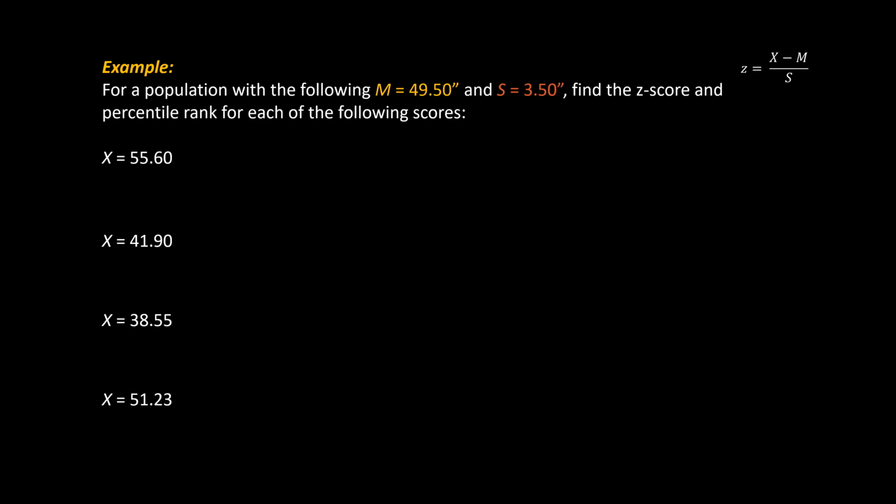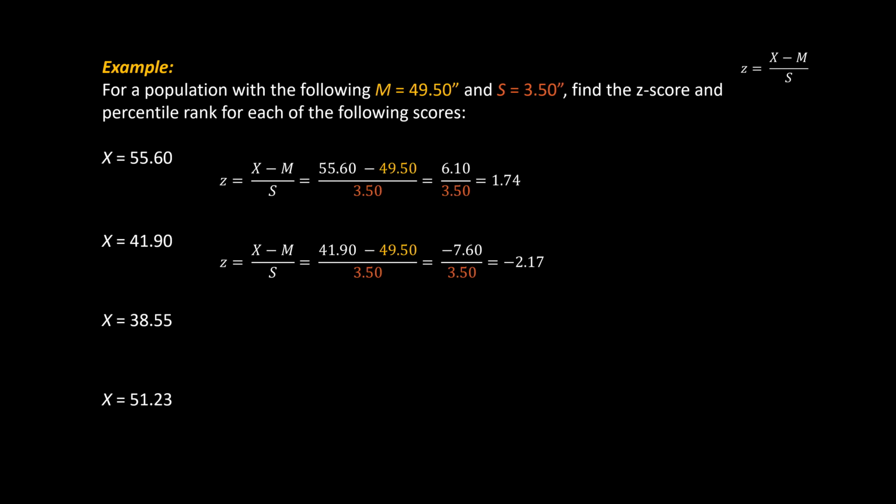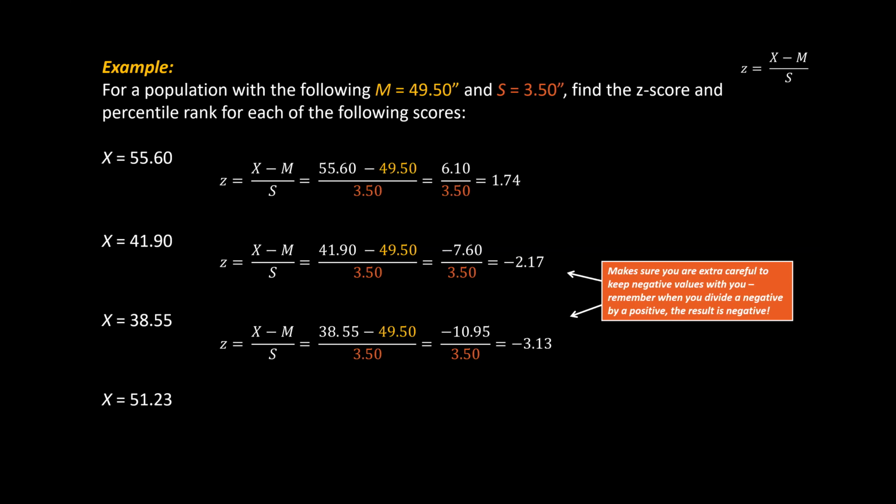All right. So a score of 55.60, if we plug that into our formula, we should get a Z-score of 1.74. For a raw score of 41.90, we should get a Z-score of negative 2.17. For a score of 38.55, we should get a Z-score of negative 3.13. And you'll notice these are both negative. We want to be extra careful that we keep negative values and we don't lose the negative.